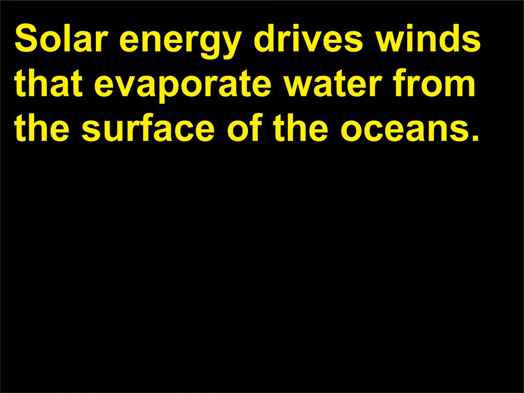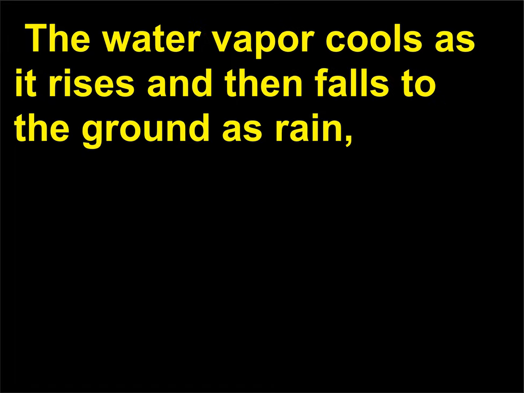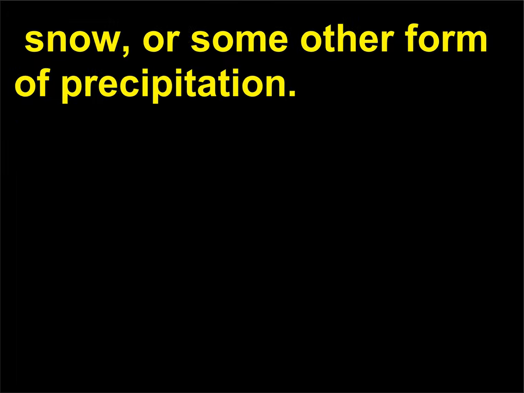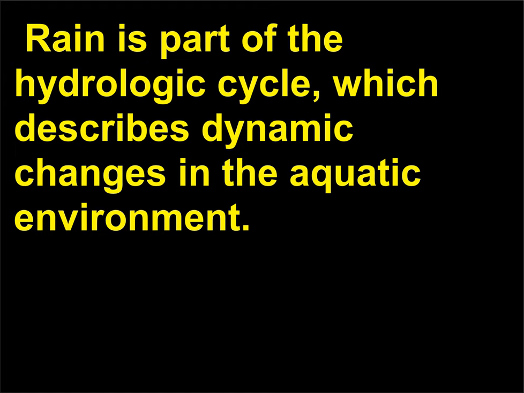Solar energy drives winds that evaporate water from the surface of the oceans. The water vapor cools as it rises and then falls to the ground as rain, snow, or some other form of precipitation. Rain is part of the hydrologic cycle, which describes dynamic changes in the aquatic environment.